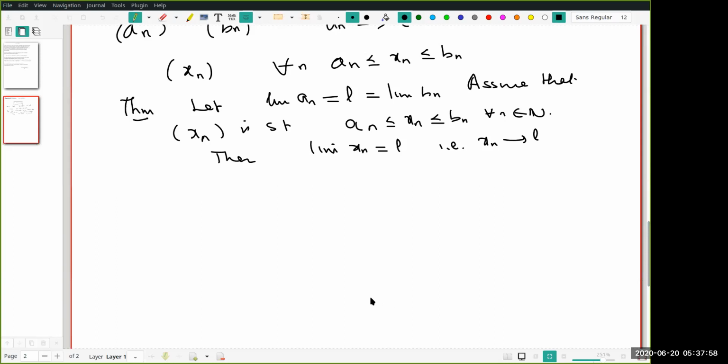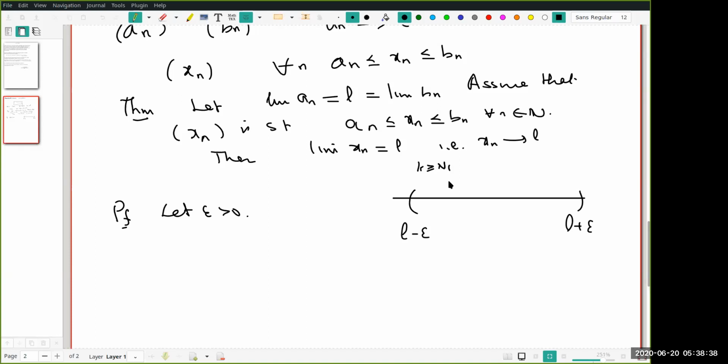The proof is very simple. All I have to do is draw a picture and understand what's going to happen. To prove that XN converges to L, you are going to give me an epsilon positive. So let me form the interval L minus epsilon to L plus epsilon. Now since AN converges to L, I know there is an N1 so that if K is greater than or equal to N1, AK should lie somewhere in this interval. Similarly, since BN converges to L, there is an N2 so that for K greater than or equal to N2, BK will lie in the interval.